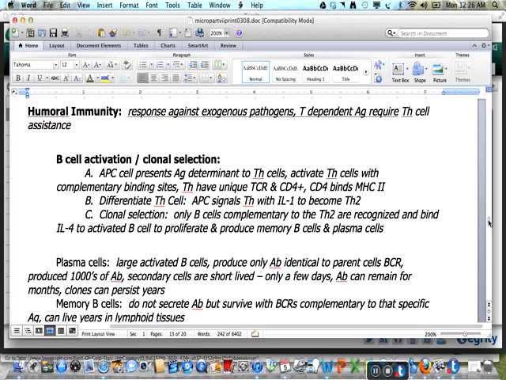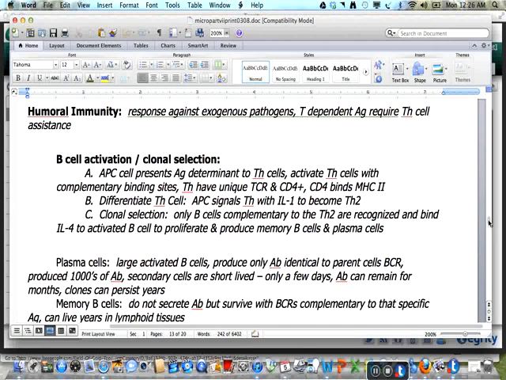Humoral immunity is the response against exogenous pathogens. T-dependent exogenous antigens require T helper cell assistance. B cell activation and clonal selection begins with the antigen presenting cell presenting antigenic determinants to the T helper cell and activates the T helper cell with the complementary binding site.